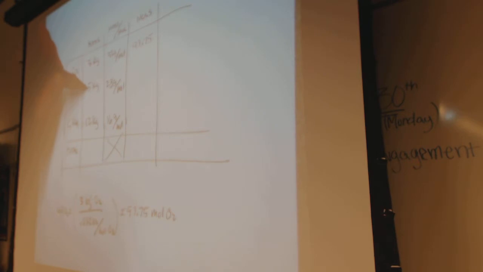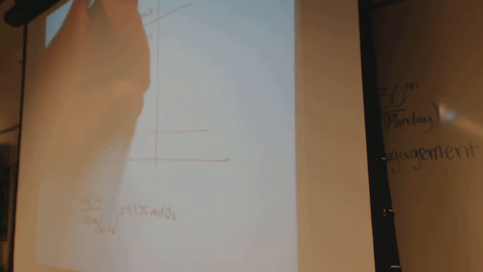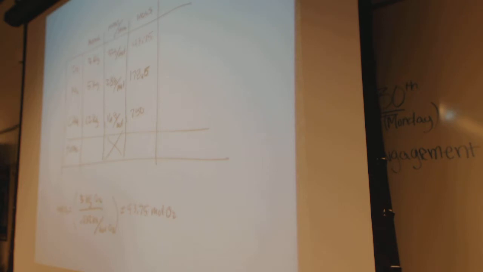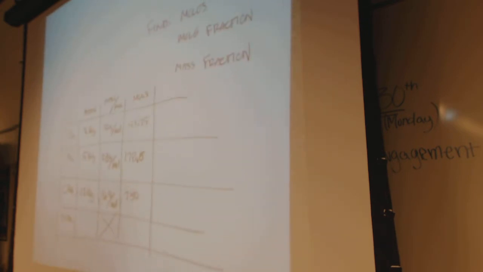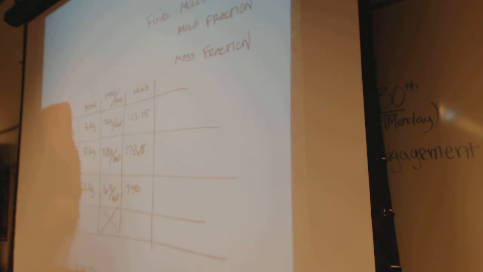And likewise, what's 5 kilograms divided by 0.028 kilograms? 178.5. And 12 kilograms divided by 16 is 750. Now, would you have expected that? Well, this is the heaviest thing there, and it's the lightest molecule. So I guess that's not unexpected. My total mass is 20 kilograms.